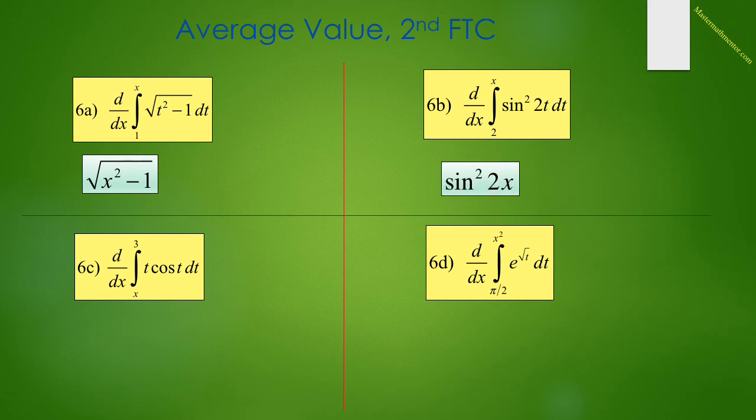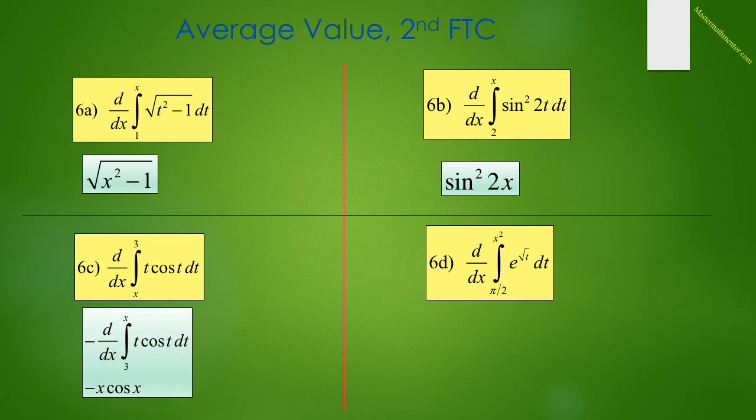6b asks us to take the derivative with respect to x of the integral from 2 to x of sine squared of 2t dt. Again, we cannot take that integral. We cannot integrate sine squared of some function. However, we can use the second fundamental theorem of calculus and easily state that our answer is sine squared of 2x. Note that the lower limit of integration makes no difference to this problem.